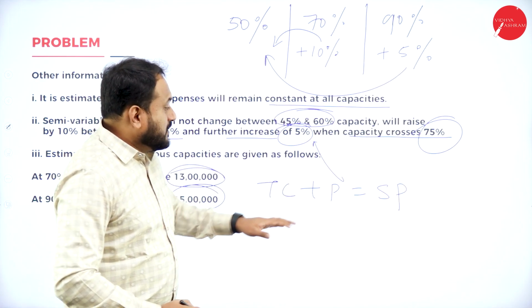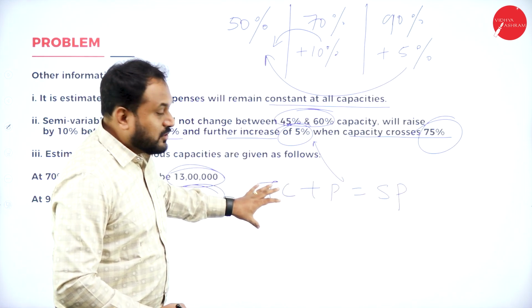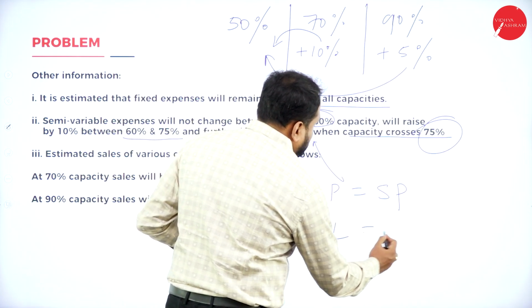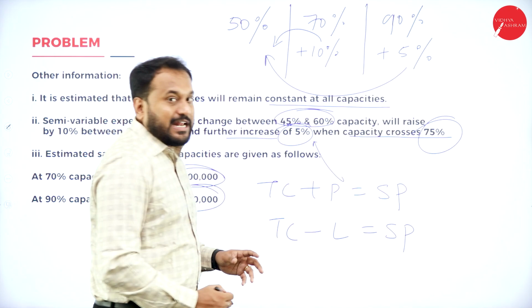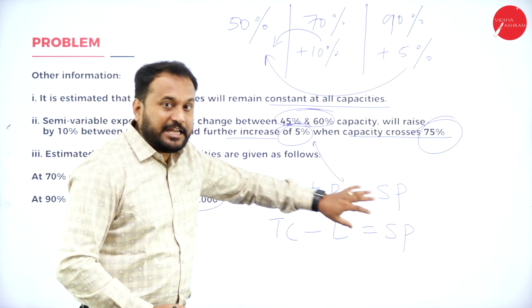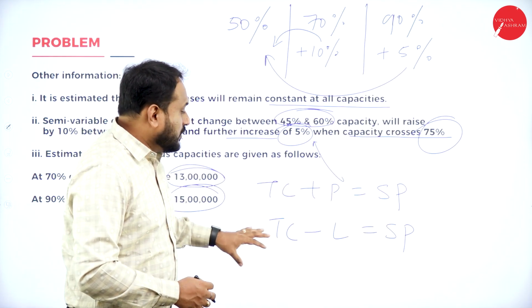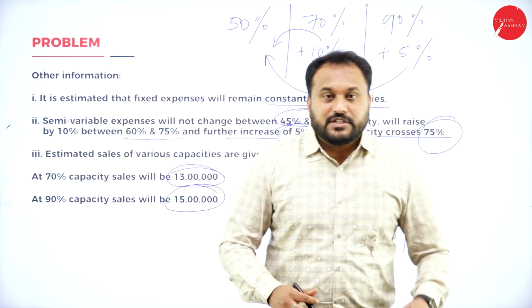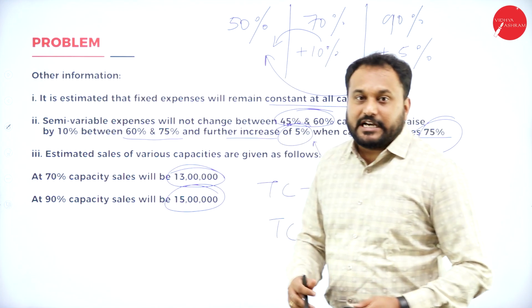If you have more selling price and less total cost, you will get profit. One more is total cost minus loss is equal to selling price. So here, if the selling price is lesser than the total cost, you will get losses. So we will just check what exactly happens here in the problem. What I have done is very simple.